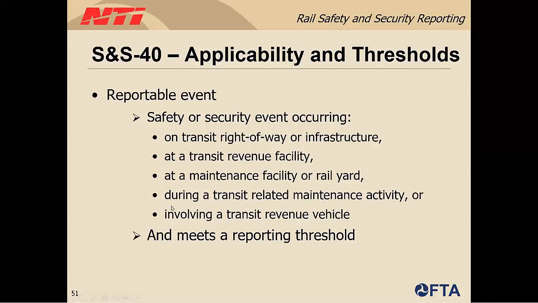I apologize. So yes, now we're going to go over creating major event forms, the S&S-50s. First we're going to start off with the applicability and the thresholds. Applicability is the same as it is for the S&S-20s, but we're going to be going into more detail. A reportable safety or security event is one on the transit right-of-way or infrastructure, at a transit revenue facility, at a transit revenue maintenance facility or rail yard, during a transit-related maintenance activity, or involving a transit revenue vehicle that meets a reporting threshold.